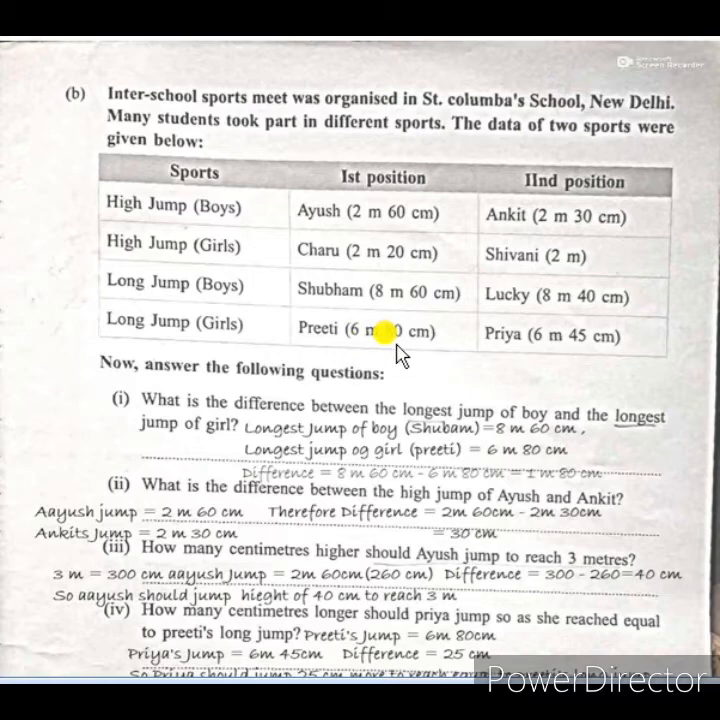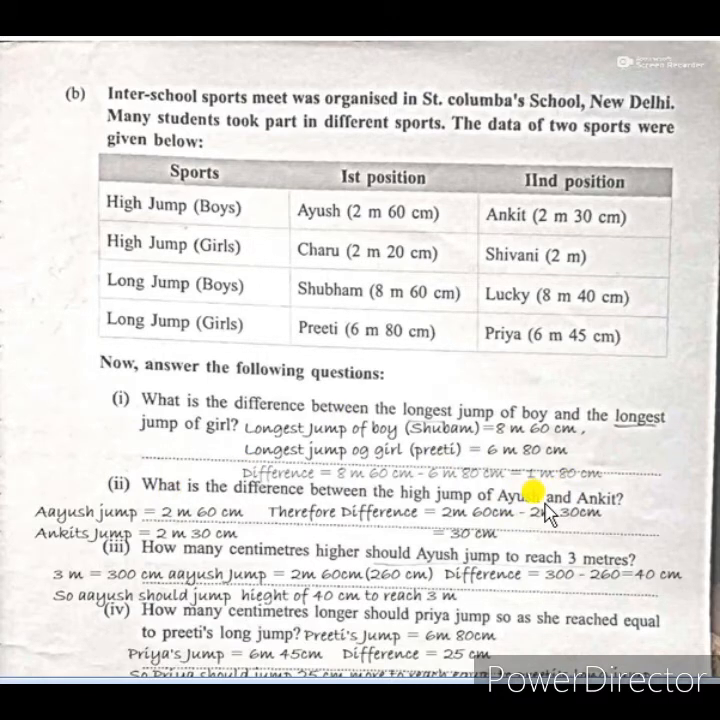So what is the difference we are getting? Students, as I already told, take a rough page. You try to subtract 8 meter 60 centimeter and 6 meter 80 centimeter. Write meters in the same column and centimeters in another column. Now try to subtract. I have written that answer, but here I don't have enough space, so I have not done the calculation. I will write the answer here. The difference we got is 1 meter and 80 centimeter. So you write the answer also. The difference between the longest jump of boy and the longest jump of girl is 1 meter 80 centimeter.